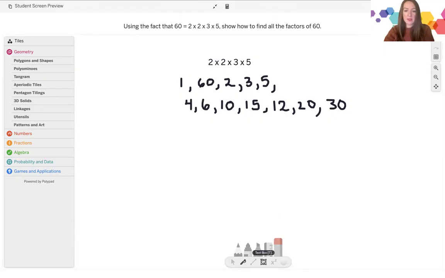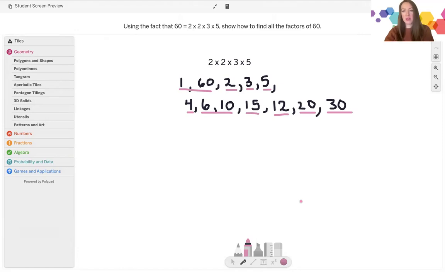Now I could rewrite these if I wanted to in numerical order, least to greatest, because as you can see, they aren't necessarily going to be in order from least to greatest, the way that we've generated them. But we could also put them into factor pair order. Like I can see that we have 1 and 60, and then 2 and 30 would be paired together, 3 and 20, and then 5 and 12. And then 15 and 4 and 6 and 10. So we have factor pairs.